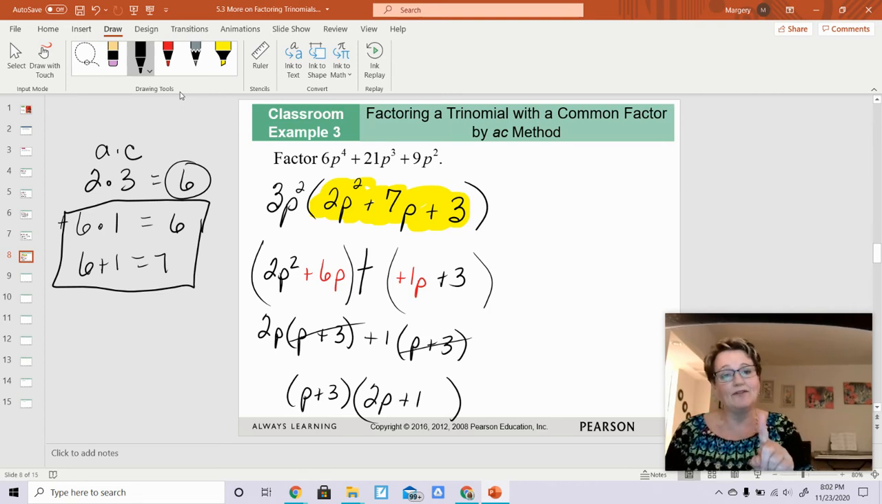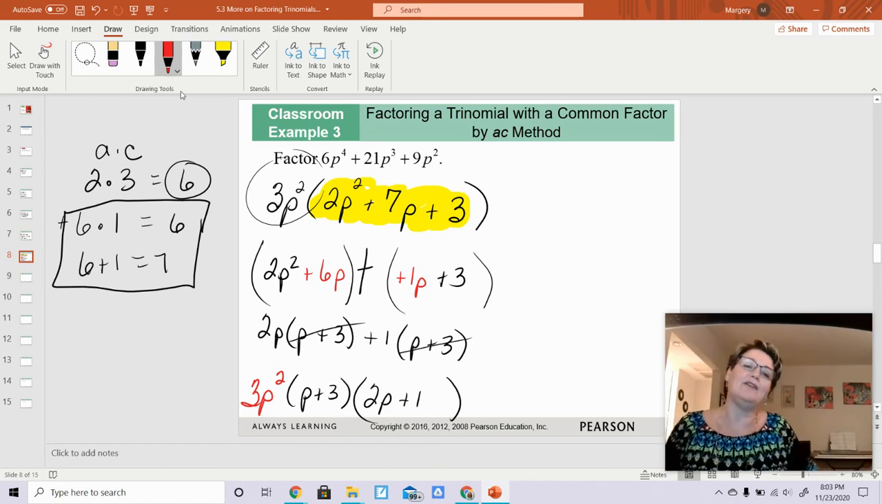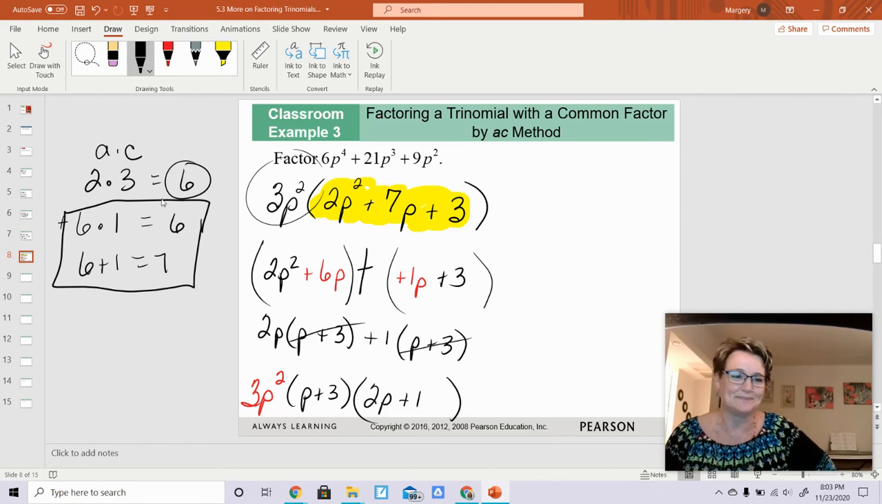Now you cannot forget about this up here. So I need to write that here, 3p squared. Basically, 3p squared times p plus 3 times 2p plus 1. You multiply all of them together, you start off with what you started with. All right, next one.